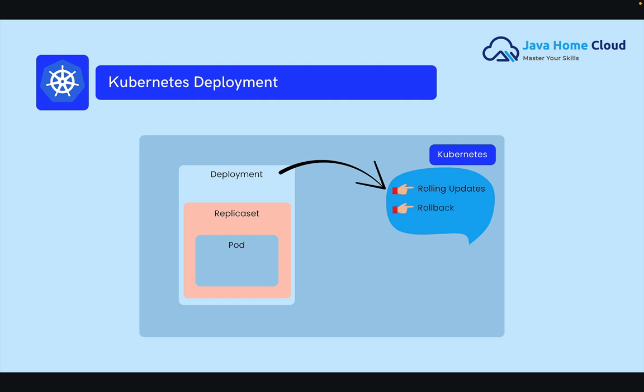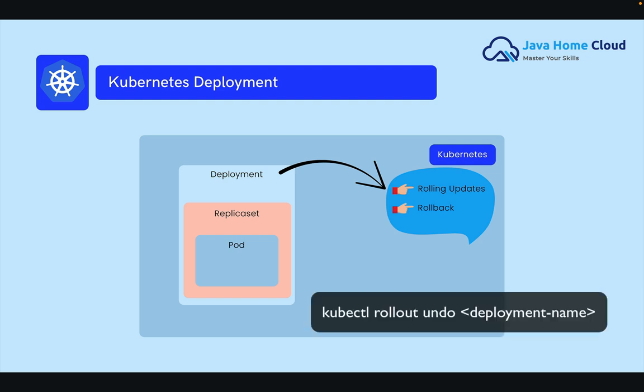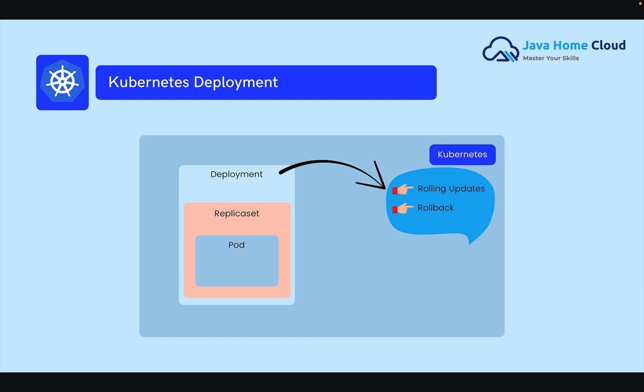And also easy rollback. If something goes wrong in the deployment, with a simple command, a kubectl rollout undo command, we can easily roll back to its previous stable version. And as usual, we know replica set is there to maintain the desired number of replicas and pod runs containers inside it. Let's go ahead and see deployment in action.